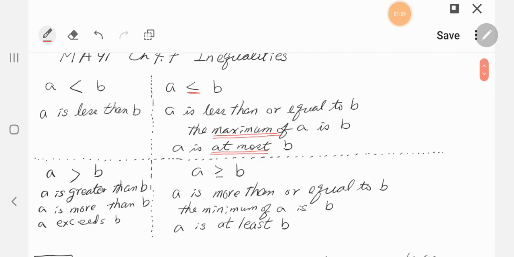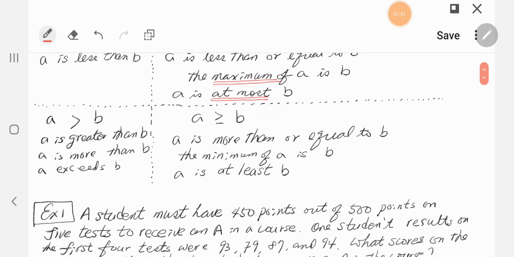Okay, the greater than. A is greater than B, so that means A is larger than B. The value of A is more than B, so A exceeds B. Your speed limit cannot exceed 50 miles per hour. That means 50 is okay, but above 50 is not okay. So A exceeds B means A is greater than B.